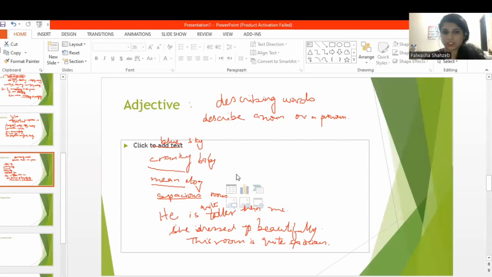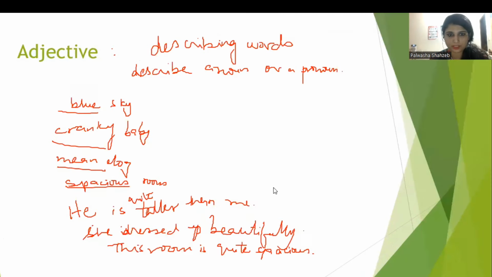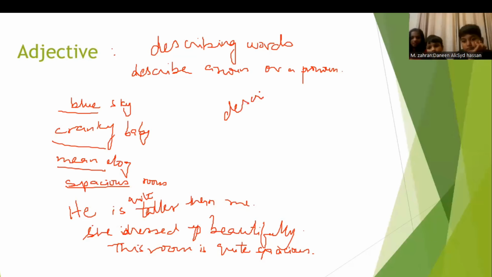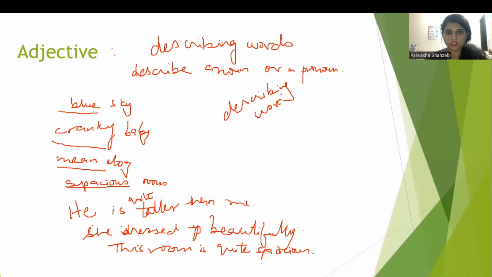Okay, so continuing with the adjectives, could you please just revise once again what adjectives are? Adjectives are describing words, used for describing things. Okay, that's great. We are done with the adjectives. She dressed up beautifully. She was looking quite pretty at a function or get-together anywhere.